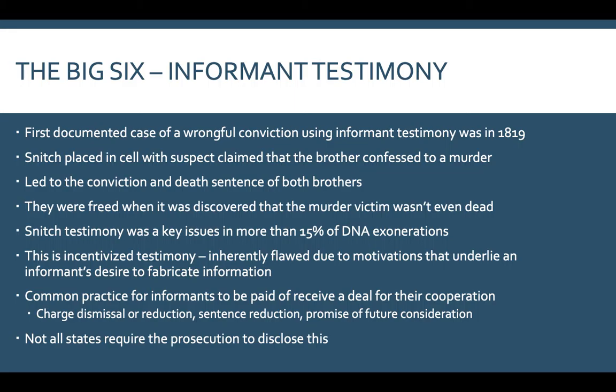One of our other main errors here is informant testimony. The first documented case of a wrongful conviction using informant testimony was in 1819. The snitch was placed in a cell with the suspect and claimed that the brother confessed to a murder. This led to the conviction and death sentence of both brothers. They were freed when it was discovered that the murder victim wasn't even dead.